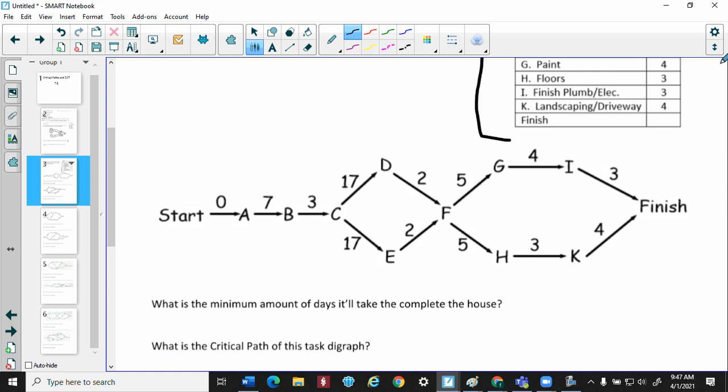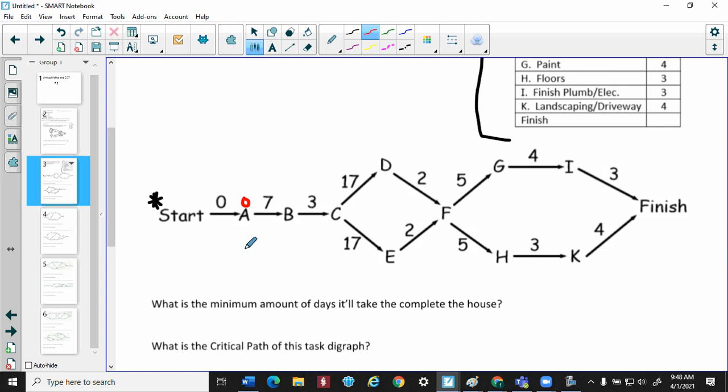Here's what you do, beginning with start. Every graph starts with start, so we have to start with start. Notice there's a 0 on start. The reason there's a 0 on start's arrow is because starting is instantaneous. It's like 1, 2, 3, go. So you would say that A has a minimal start time of 0.